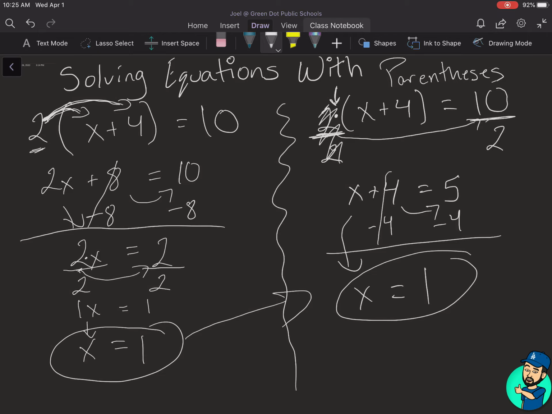But how do you check your work? Simple. You can plug it back in to the original problem. You can do it right over here, the bottom right. So we have 2 parentheses x plus 4 equals 10. Now I'm going to substitute that x for that 1.